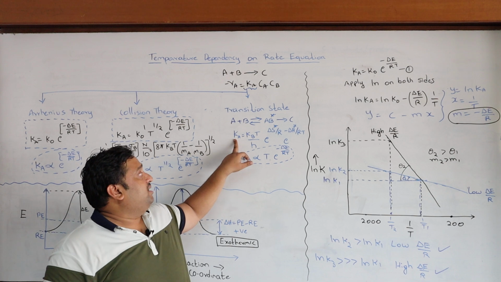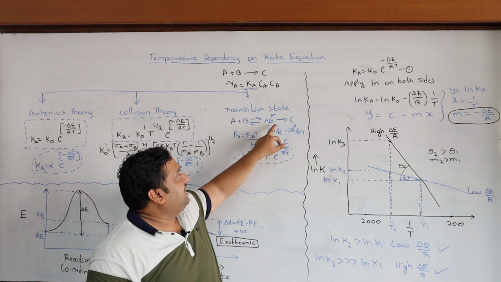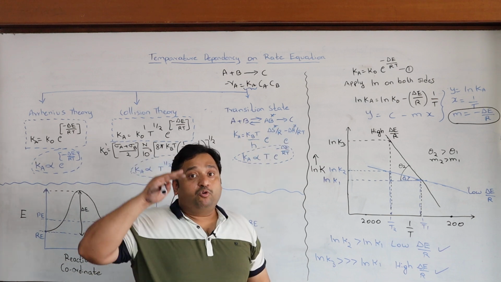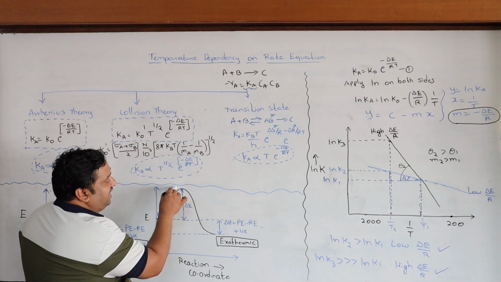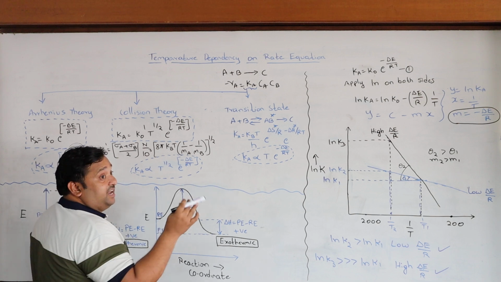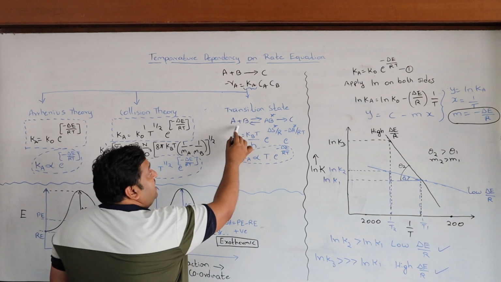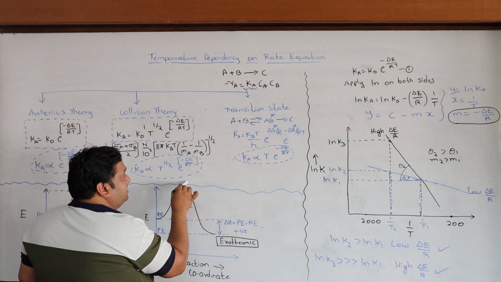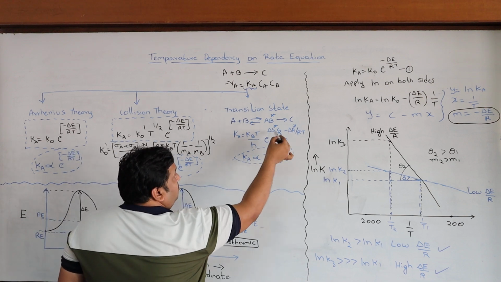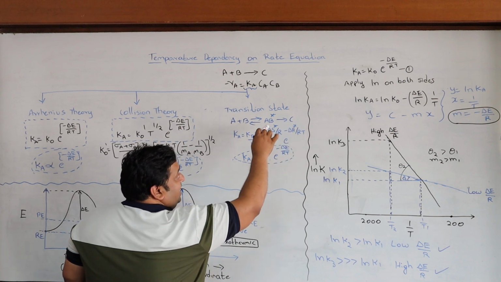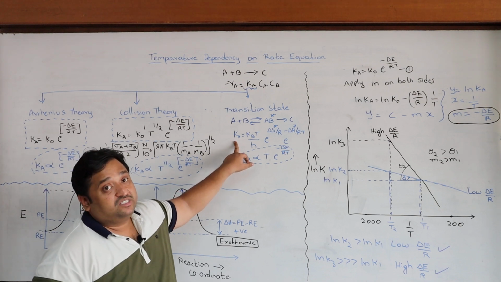And Ka can be estimated by Kb, the Boltzmann constant, T, the temperature, h, the Planck's constant, delta S star and delta H star. That means the entropy and enthalpy of the activated state. If any molecule reaches the activated state, the activated state has a specific entropy and a specific enthalpy. That is what the star symbol is. A plus B gives rise to AB star, the molecule which has reached this activated state. You have to know this delta S star and delta H star, the entropy and enthalpy at this stage, to estimate the value of the rate constant Ka.